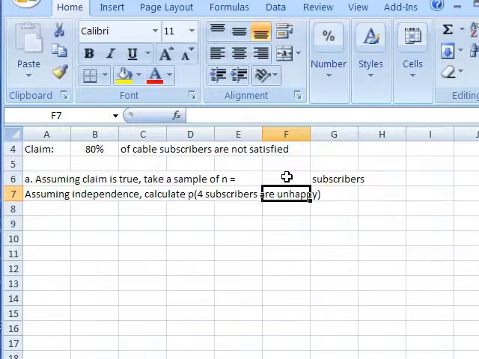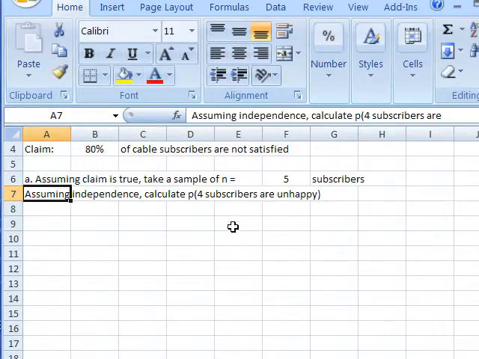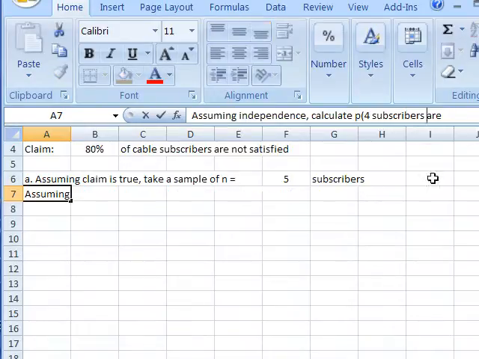So first of all, the book says, let's assume we take a sample of 5 subscribers, and assuming independence, that is, the answer that the second person gives is not influenced by the first person, which you have to be a little bit careful in how you design the sampling process to make sure that doesn't happen. But assuming that, what is the probability that 4 subscribers or fewer are dissatisfied? I'm sorry, 4 or more. Did I say 4 or fewer? 4 or more subscribers. I should type that into my little thing here. 4 subscribers or more are dissatisfied.